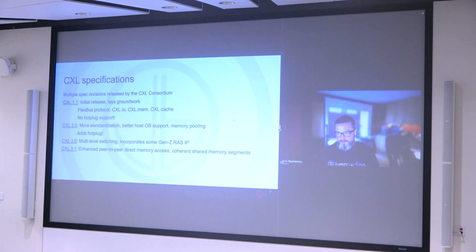So the point to take away from here is that the consortium has been cranking out specs with huge amounts of features, and the reality is the hardware that you can get your hands on today is nowhere near what the spec is able to provide. So there is a gap, and we're having to play catch up to get to some of these more advanced features.